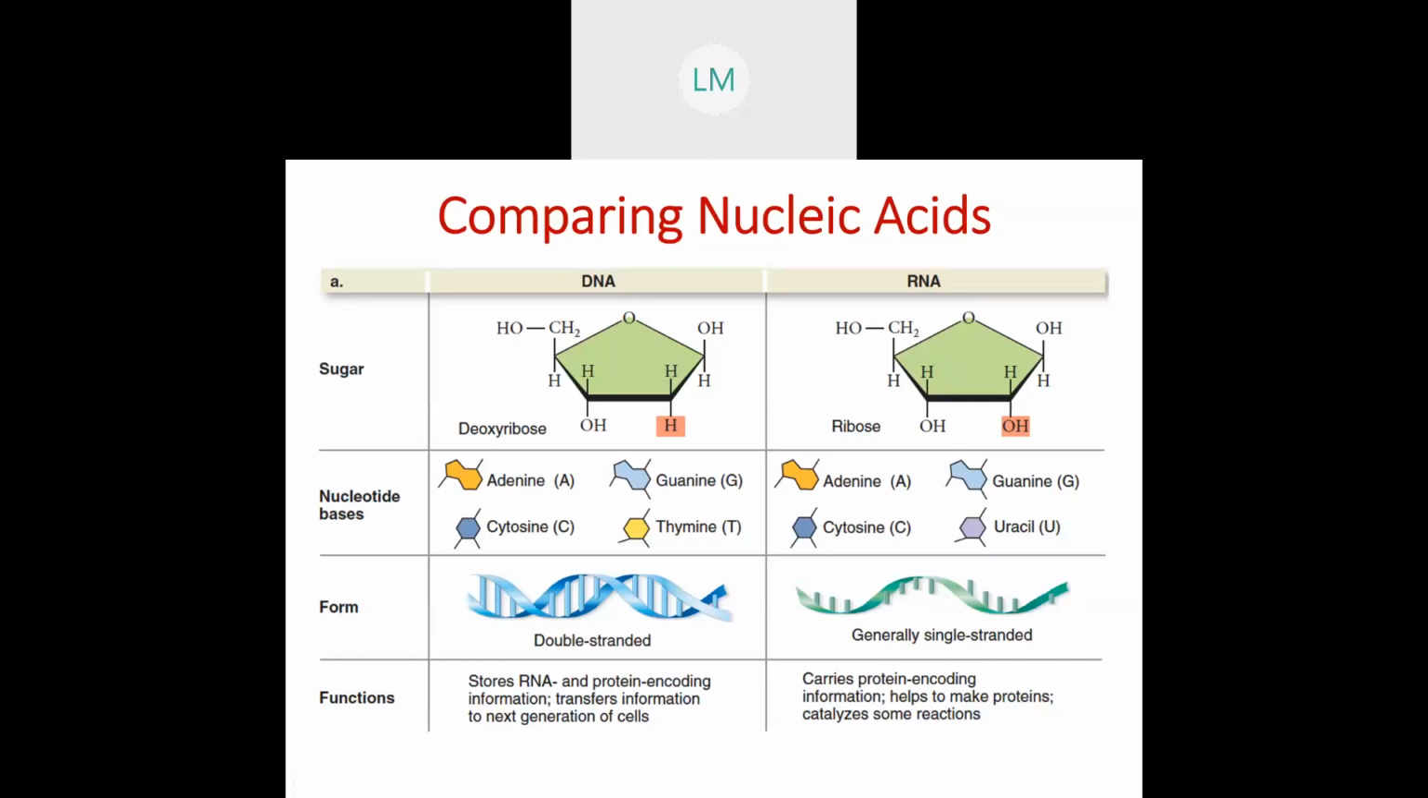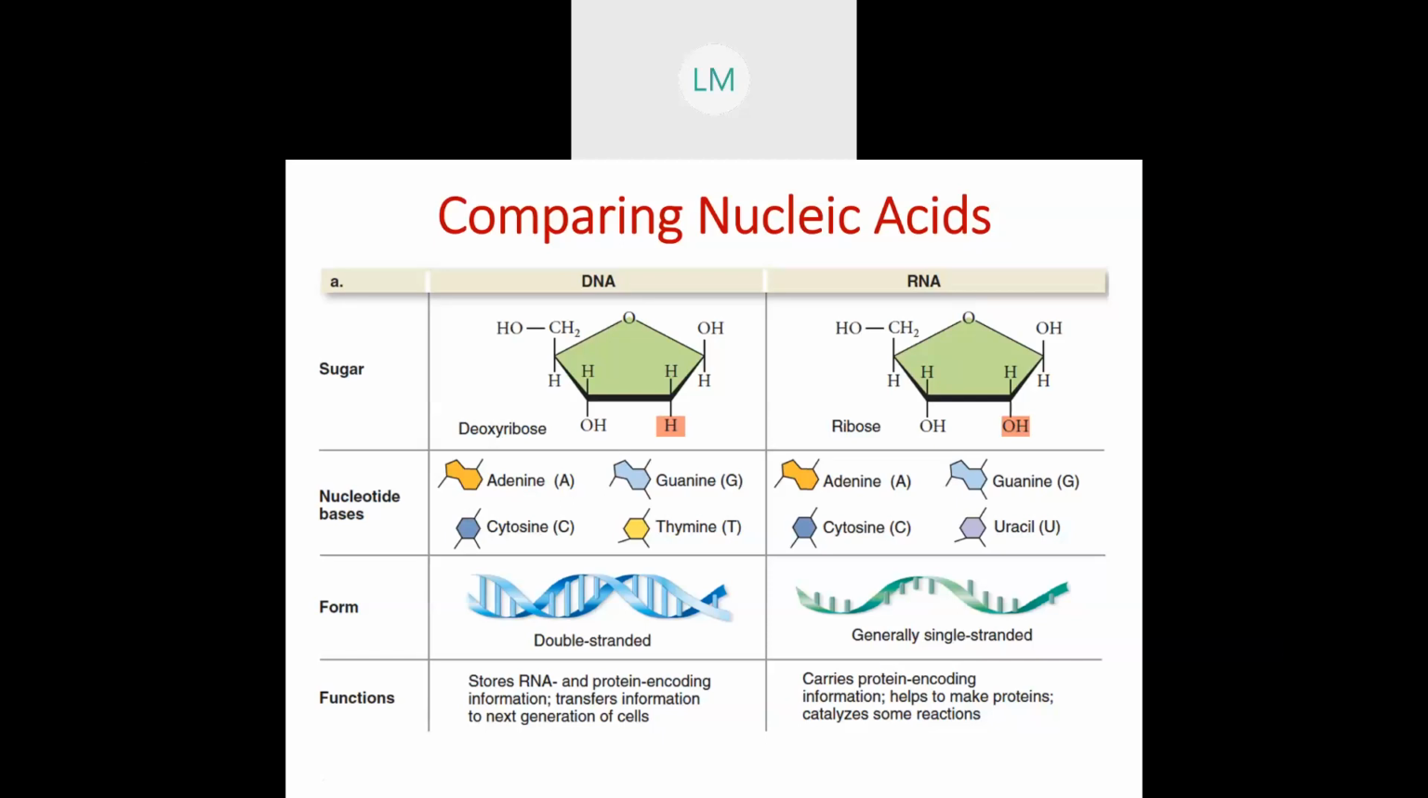And then RNA, this is generally a one-stranded molecule. Really the only time in biology that I can think of right now that you would see double-stranded RNA is in some viruses. You can get double-stranded RNA, but that's really the only example I can think of. Generally, this is a single-stranded molecule.